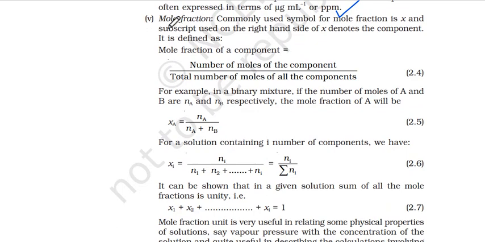It is commonly used. The symbol is chi, like this. The subscript used on the right-hand side of chi denotes the component. Whatever component we are finding, for example chi A means we are finding out the mole fraction of A.